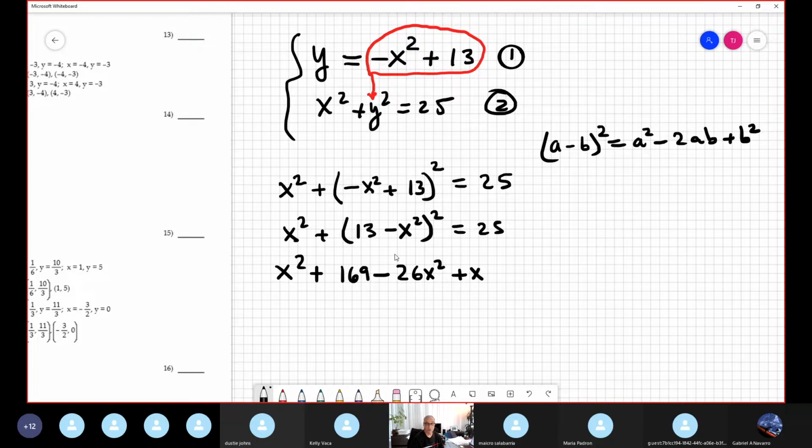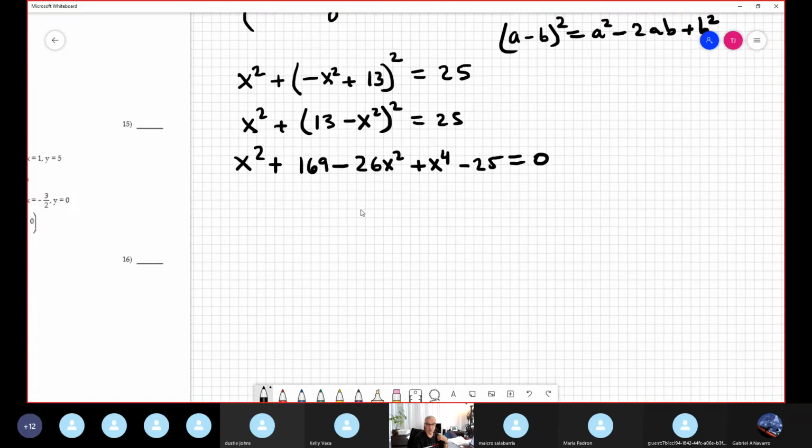Plus x to the 4th power, because x to the square is squared, minus 25 equals 0. This is, I suppose, a polynomial equation, quadratic form maybe. So let me organize this equation. I put the higher degree in front: x to the 4th power, minus 25 x squared, because we have 1 here and 26 together, plus 144. Okay, the result 169 minus 25 equals 0. Wow, it's easy.